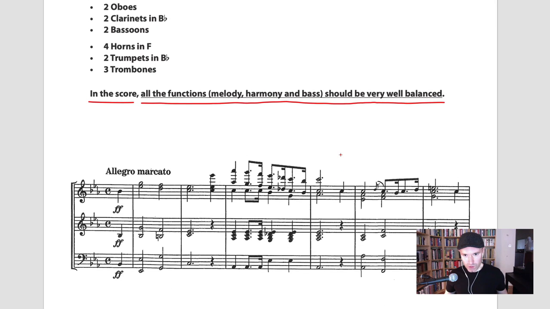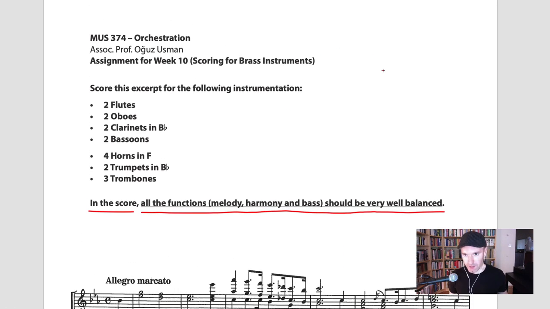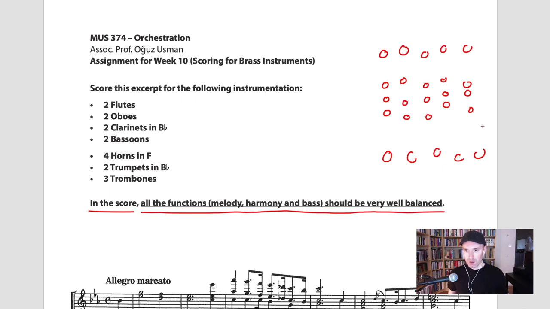A very good question was, let's say we have a melodic line here, and then a harmony, a second harmonic line maybe with other motions, and maybe a third one. And then a bass line. So it is easy to balance the melody and bass because we have only one line. Let's say we have 8 points here and also here 8 points, and we say they are balanced.